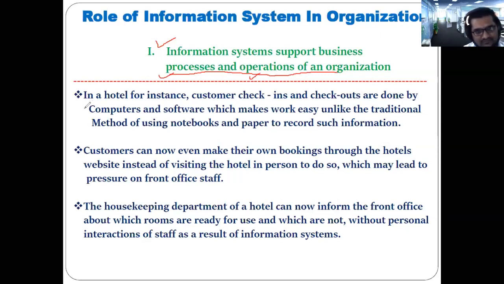Now what do you do when you go to the hotel? You make entries in the register, the notebook of the hotel, correct? That is called customer check-in. And when you want to leave the hotel, you do the checkout, correct?